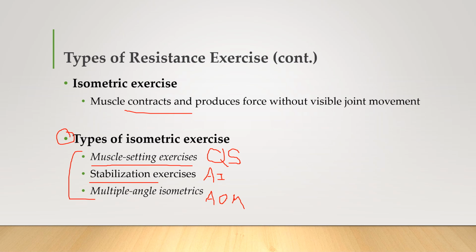We're going to do a 10-second hold here, push into my hand, good, relax, and then I move the patient into, let's say, 75 degrees of knee flexion. 10 seconds, push here, hold. Now I move it into 50 degrees, and then I work up to about 0 degrees. And then I can work back down through that range. So that's multiple angled isometrics.